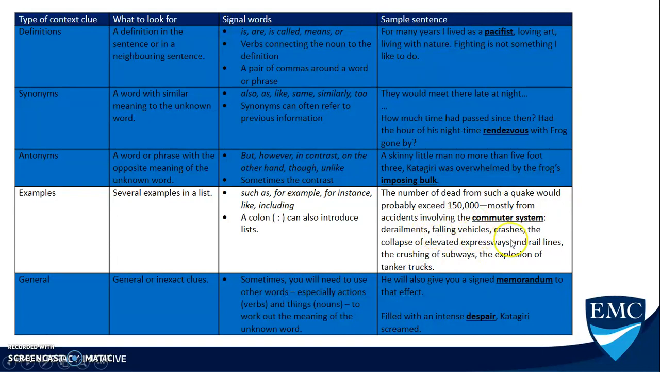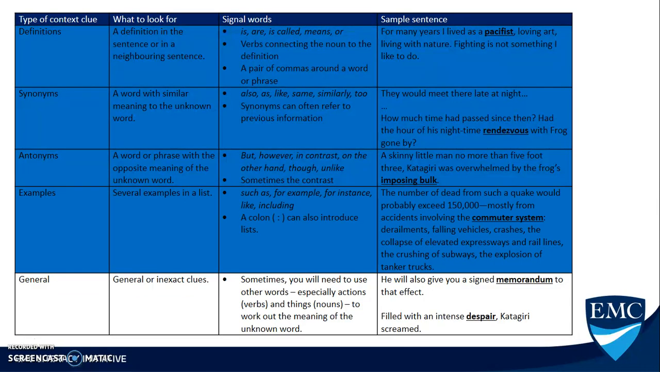Now, if I don't know what a commuter system is, I'm going to look at this list and think, well, we've got vehicles, we've got crashing, we've got expressways, which are like freeways, we've got railway lines, subways, tanker trucks. So we've got a lot of transport vehicles, quite a few that people use to get places as well. So I could use my context clues here to guess that commuter system's something about public transport perhaps.